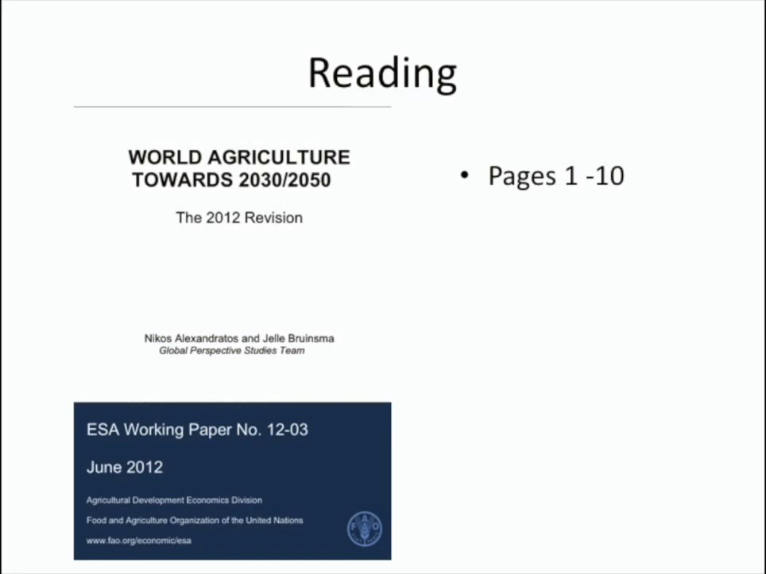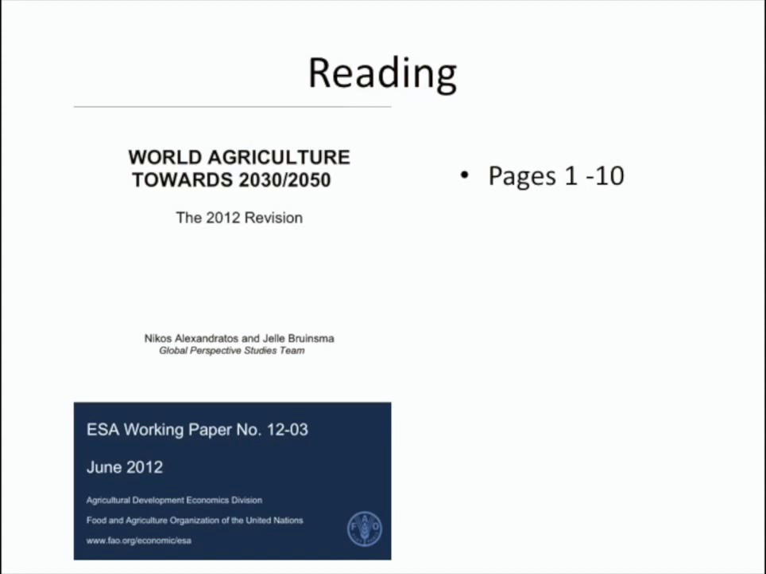Our reading this week is World Agriculture Towards 2030 and 2050. I would like you to read pages 1 through 10 of that report, so just the first 10 pages. Those 10 pages deal with population, income, and consumption. This is from the Food and Agriculture Organization, which is an agency of the United Nations.